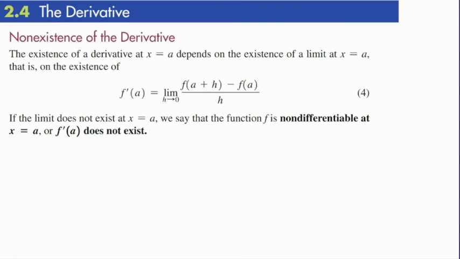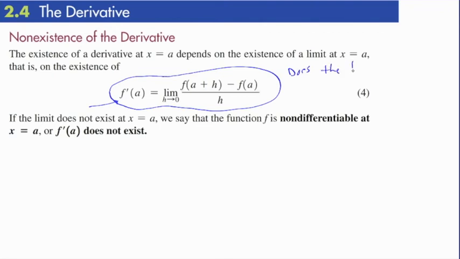So here we want to look at when does the derivative not exist. And the book says the non-existence of a derivative at x equals a depends on the existence of a limit at x equals a. That is to say, the existence of this limit. Remember, the derivative is defined as a limit.